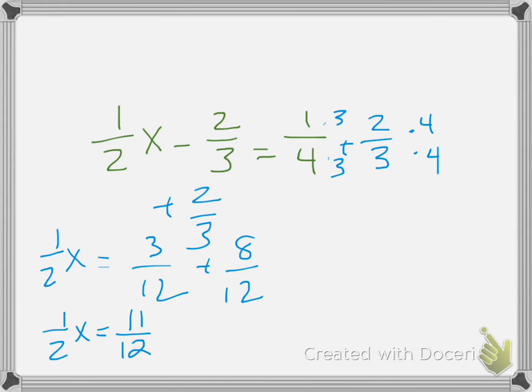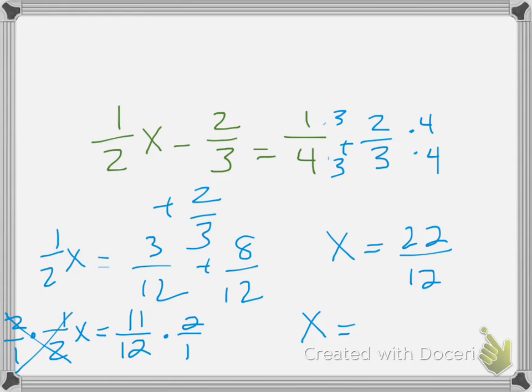Okay, x is still not by itself, so I need to multiply by the reciprocal. So multiply by 2 over 1, so the same thing as multiplying by 2. Okay, when we multiply across, that canceled that. So right now I have x equals 2 times 11 is 22, and 12 times 1 is 12. Let's go ahead and reduce it. So it looks like 2 can come out of both of them. So 22 divided by 2 is 11, 12 divided by 2 is 6, and nothing else can come out. So that is my answer.